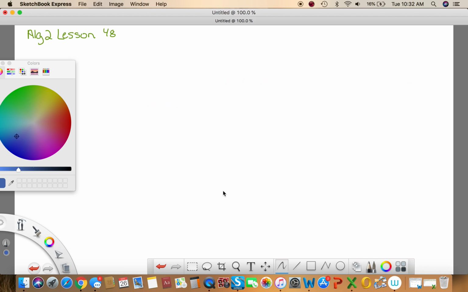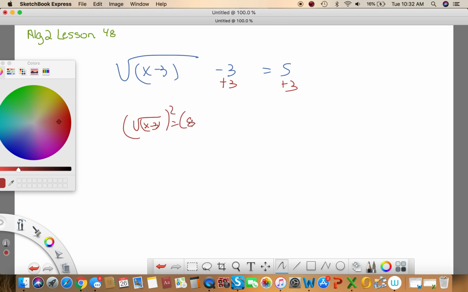All right, let's do the last two. So the square root of x minus 3 equals 5. So the first thing we want to do is isolate the radical. So the square root of x minus 3 equals 8. I square both sides. So I get x minus 3 equals 64.